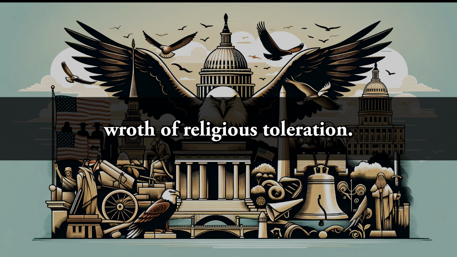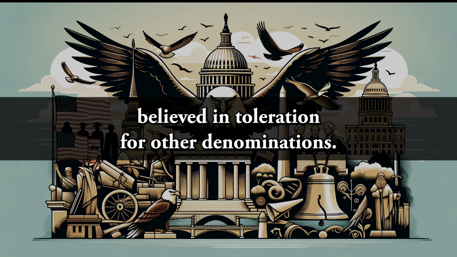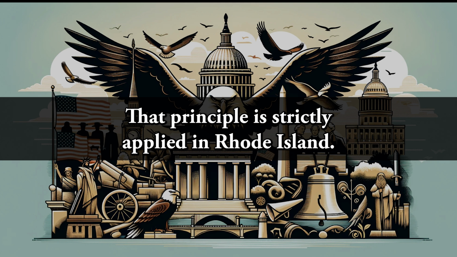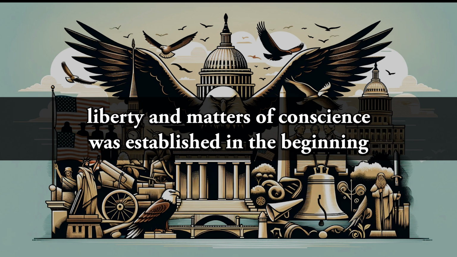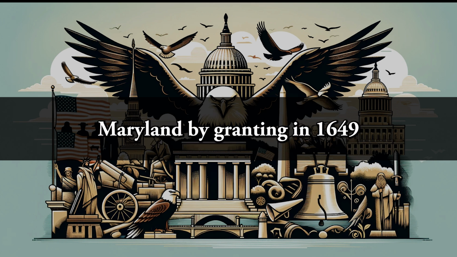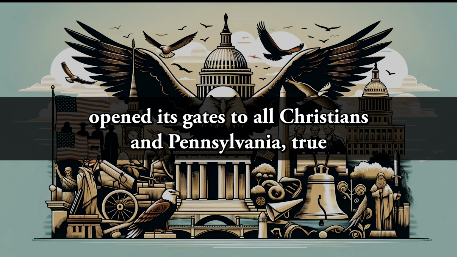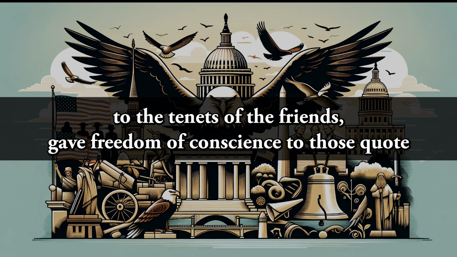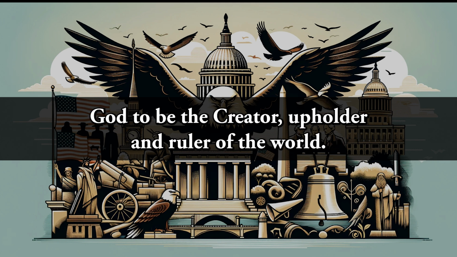Growth of religious toleration. Though neither the Anglicans of Virginia nor the Puritans of Massachusetts believed in toleration for other denominations, that principle was strictly applied in Rhode Island. There, under the leadership of Roger Williams, liberty in matters of conscience was established in the beginning. Maryland, by granting in 1649 freedom to those who professed to believe in Jesus Christ, opened its gates to all Christians, and Pennsylvania, true to the tenets of the Friends, gave freedom of conscience to those, quote, "who confess and acknowledge the one almighty and eternal God to be the creator, upholder, and ruler of the world."